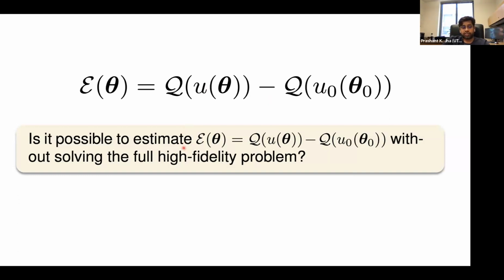The question that we ask is: is it possible to estimate this error without solving the full high fidelity problem? Of course, if you can solve the problem, you can compute U, then you can compute this error exactly. But the question is, can we estimate this error without actually solving for U?